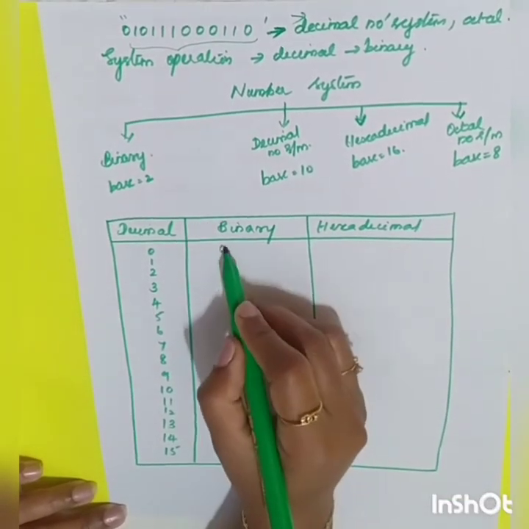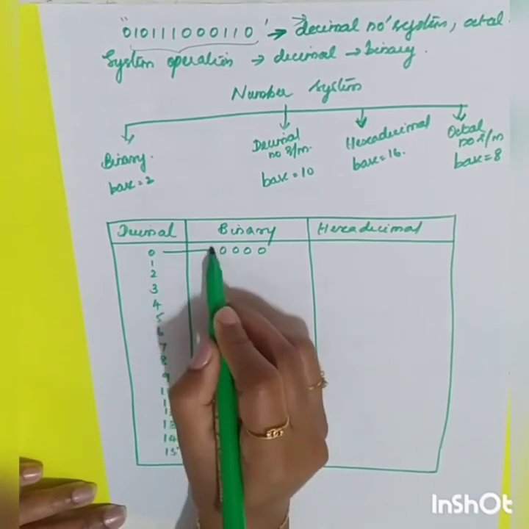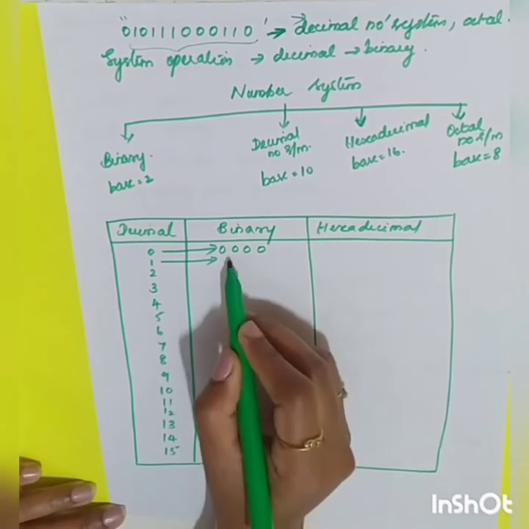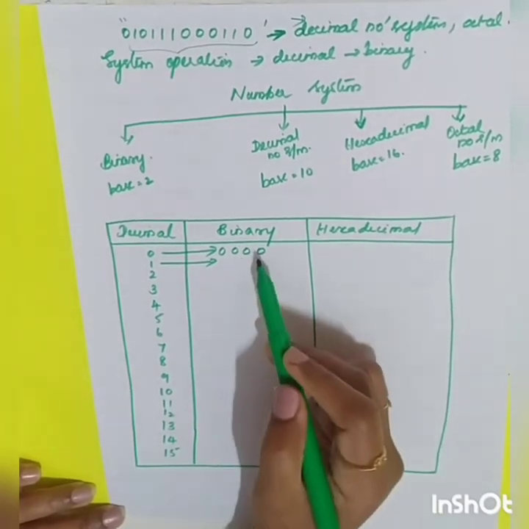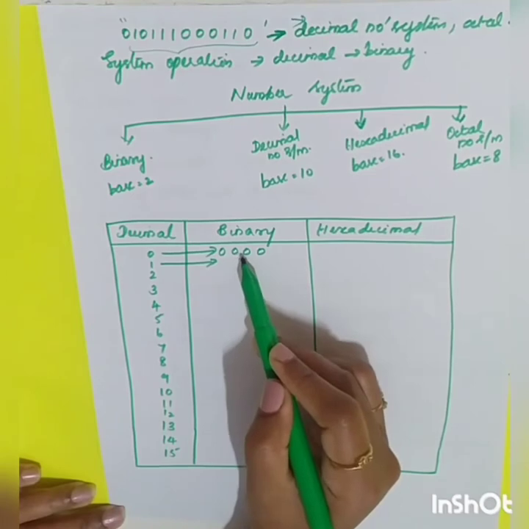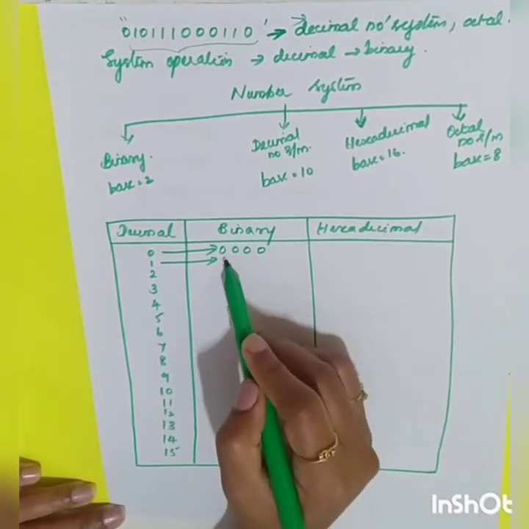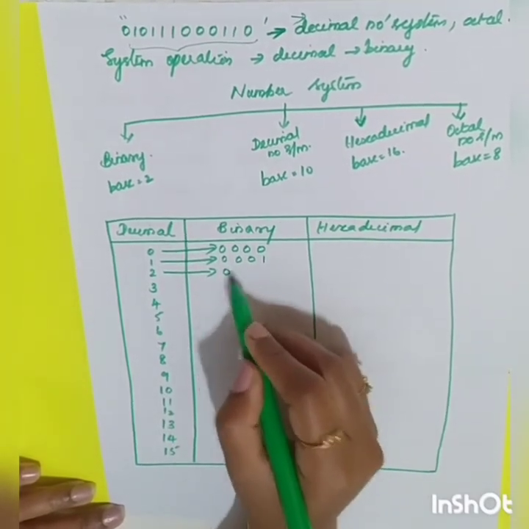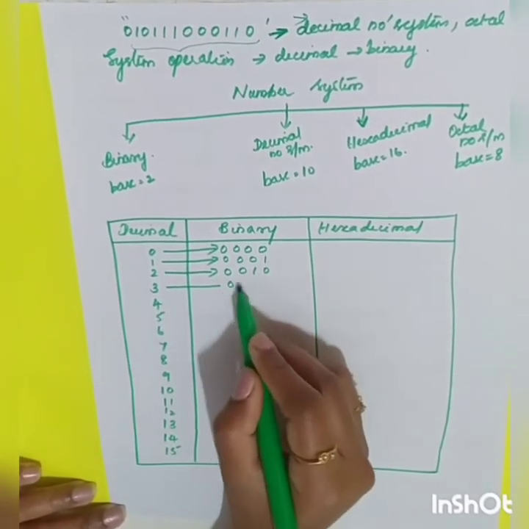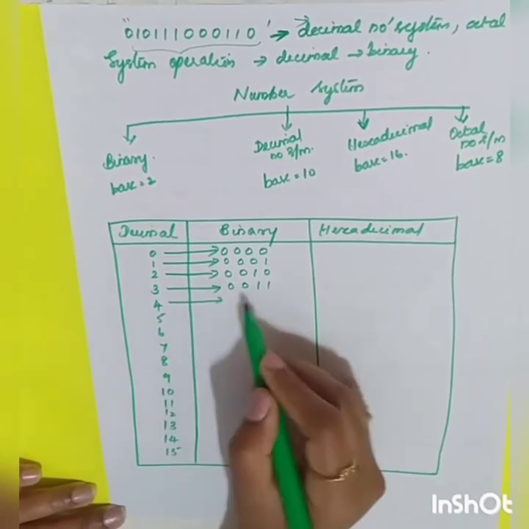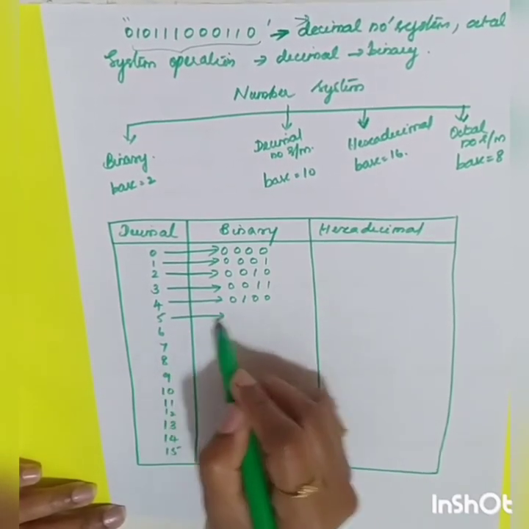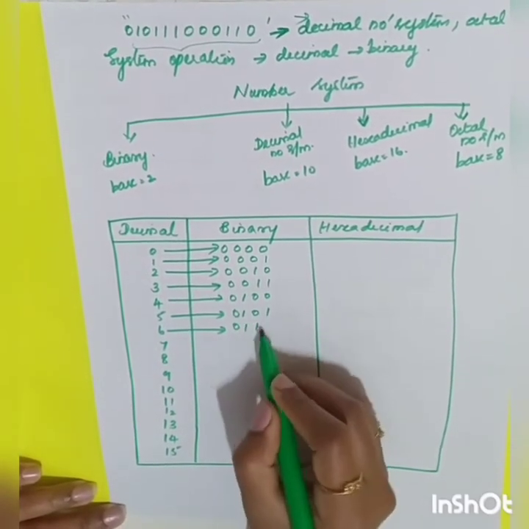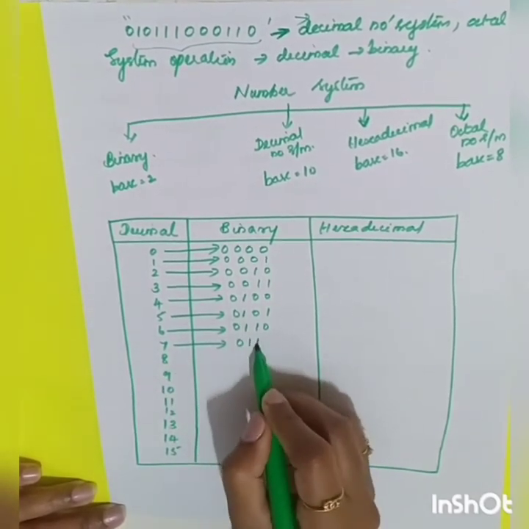What is the binary equivalent? The binary equivalent of 0 is 0, 0, 0, 0. What is the binary equivalent of 1? You just keep adding 1 to it. You add a 1 and you'll be getting 0, 0, 0, 1. So let me finish it and I'll tell you how to do it. 2 is 0, 0, 1, 0. 3 is 0, 0, 1, 1. 4 equivalent is 0, 1, 0, 0. 5 is 0, 1, 0, 1. 6 equivalent is 0, 1, 1, 0. 7 is 0, 1, 1, 1.